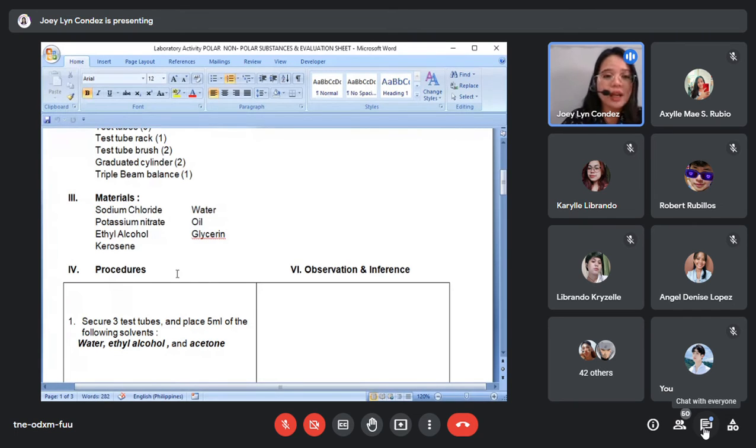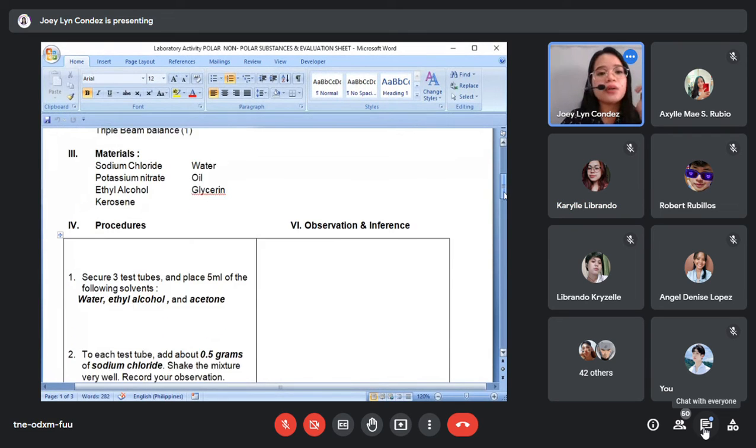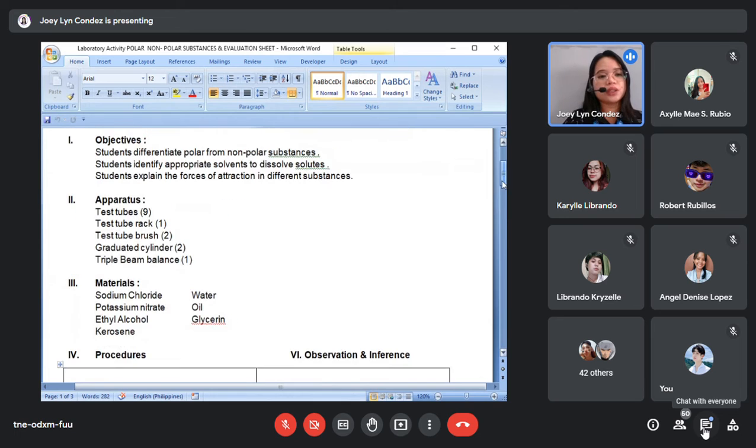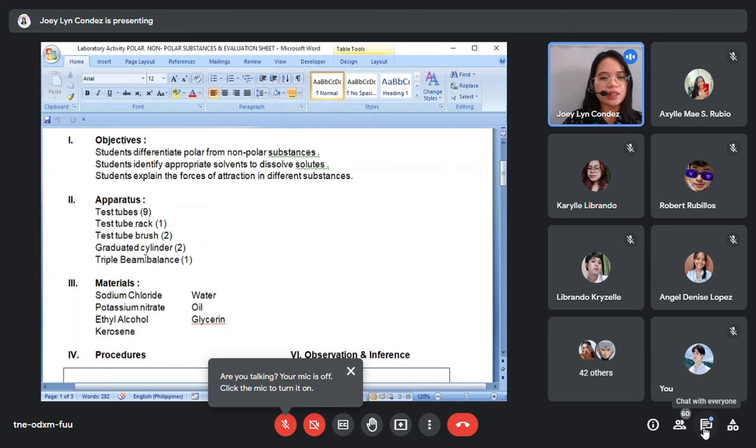Some of them are flammable, so please do not light anything, everyone. Please also wear your surgical gloves if you have. If you do not have, then it's okay. So read and understand the procedure. Now, you need to wash the test tube and the graduated cylinder before and after using it.